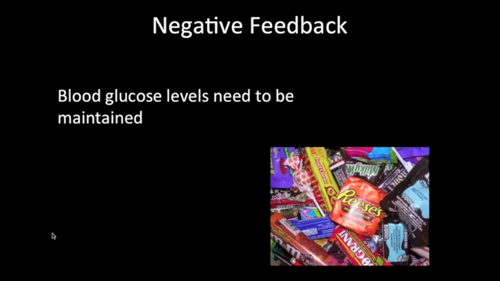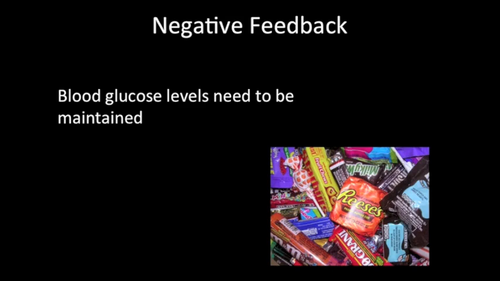Now, relating this back to negative feedback, in relation to the hormone insulin, the main job of insulin is to ensure that the blood glucose levels are maintained at the certain point that they need to be. So, say you eat candy, like in this picture, you eat a lot of candy, so you got a lot of sugar, which means you got a lot of glucose. So, naturally, when you eat this, your body is going to have a lot of glucose in its blood. Its blood glucose level is going to be very high.